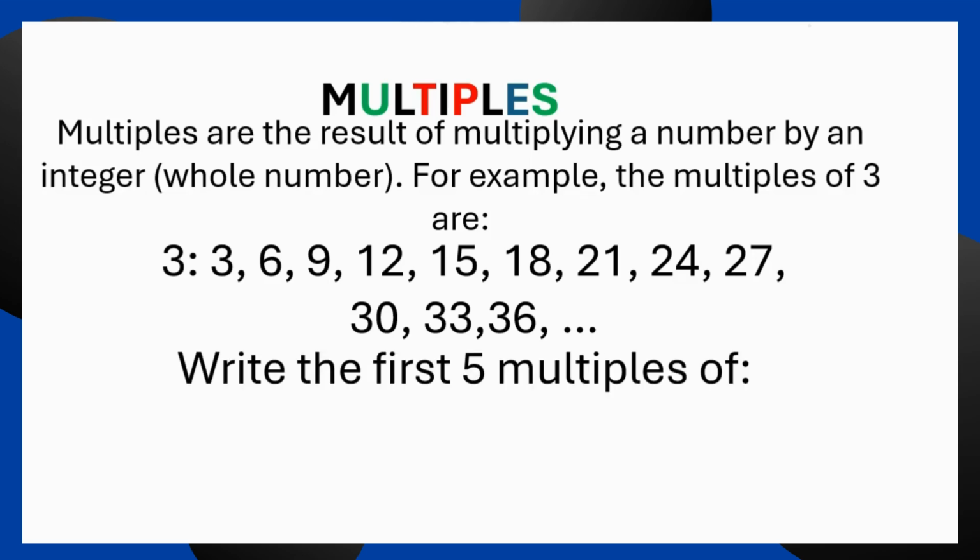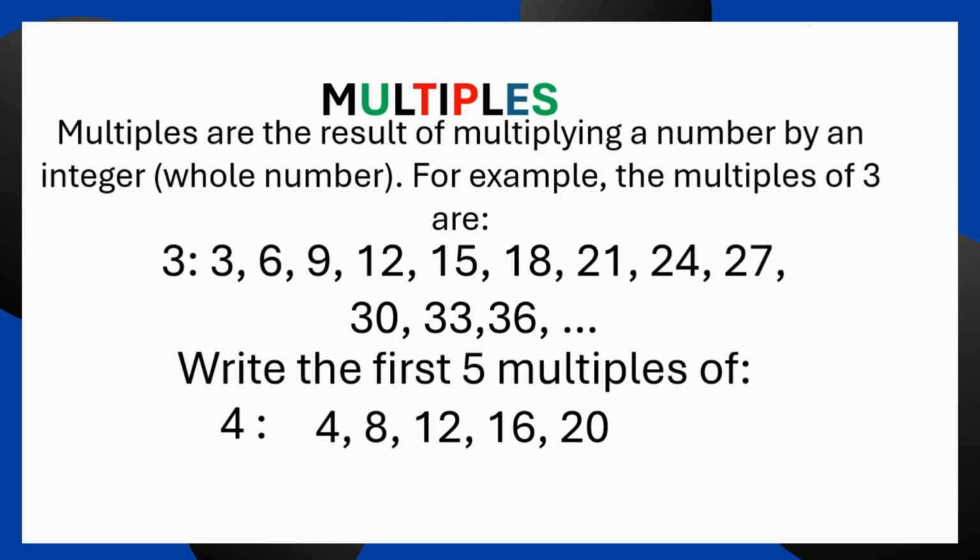So let's look at this. We are to write the first 5 multiples of 4. The first multiple of 4 will be 4 times 1, which is 4. The second multiple will be 4 times 2, which is 8. The next will be 4 times 3, which is 12. The fourth one will be 4 times 4, which is 16. And the fifth one will be 4 times 5, which is 20.